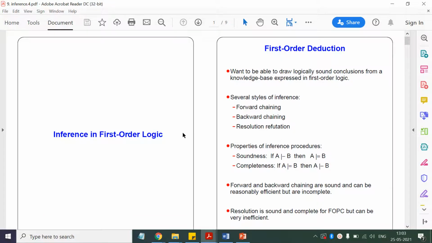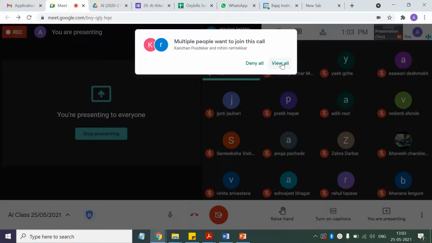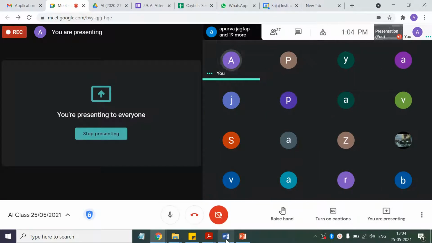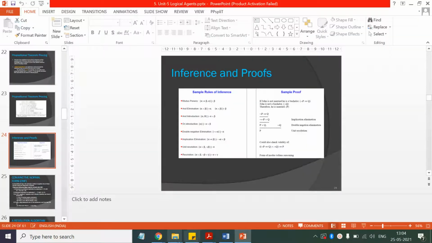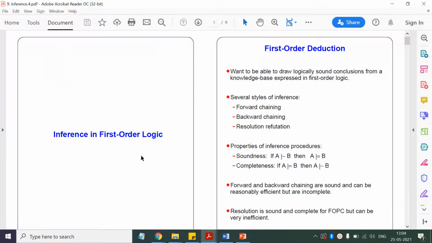Okay, so today we are going to study inference rules in first order logic. If you remember, we have seen inference techniques for propositional logic, right? So, similarly, we have inference techniques or procedures for first order logic also.